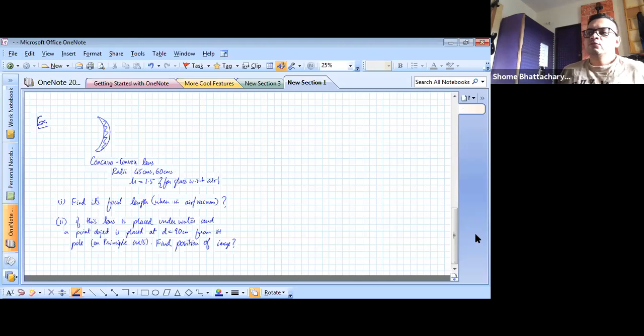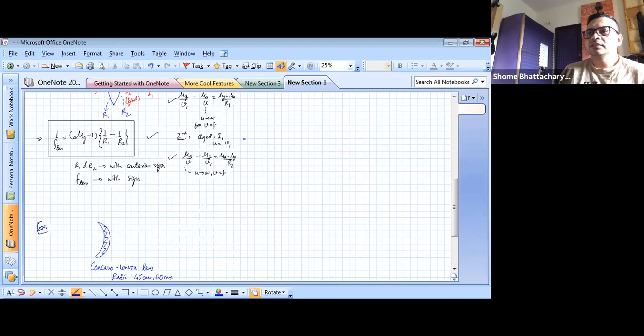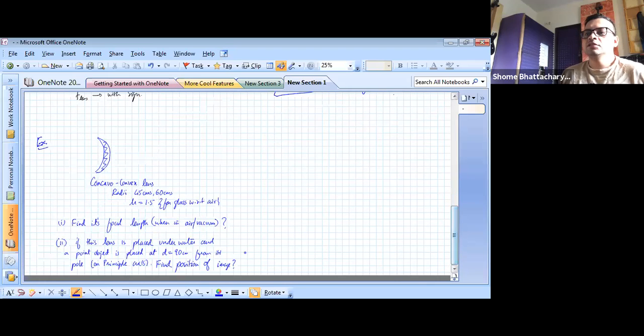Before I forget, one more part besides the lens maker's formula is the lens formula: 1 by V minus 1 by U is equal to 1 by F, and magnification is equal to V by U. So these are the lens formulas. That will also be partly used in this question.